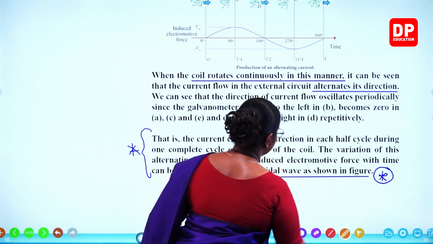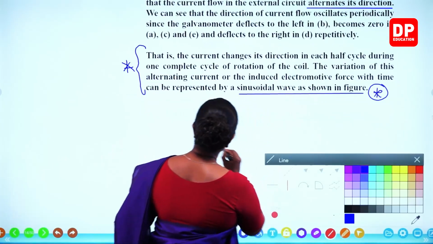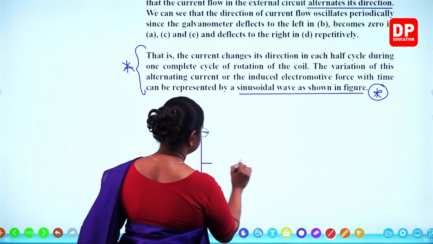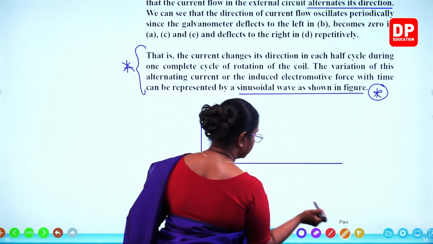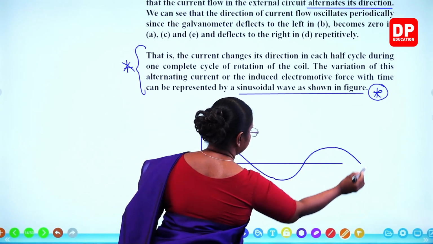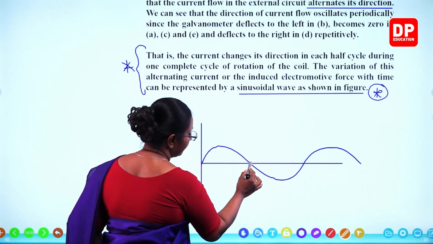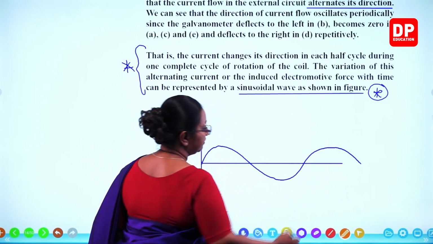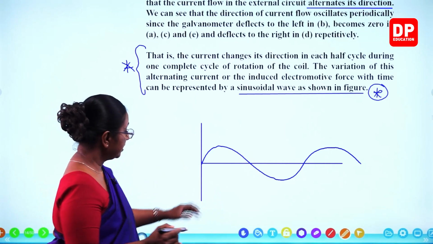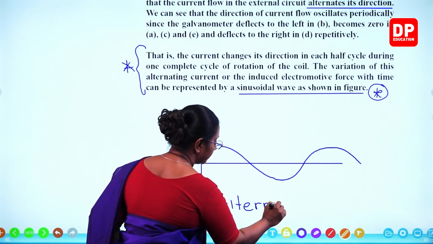What is a sinusoidal wave? You can remember when we have a graph like that. A graph that goes like that is a sinusoidal wave. So here you get the positive electromotive force, negative, positive, like that. The direction is alternate. So this is an alternating current.